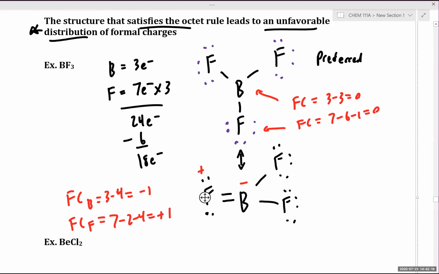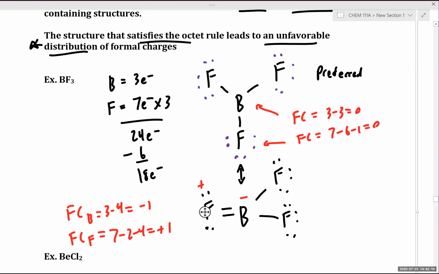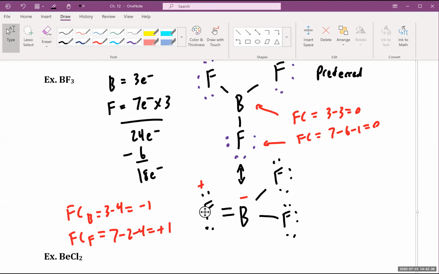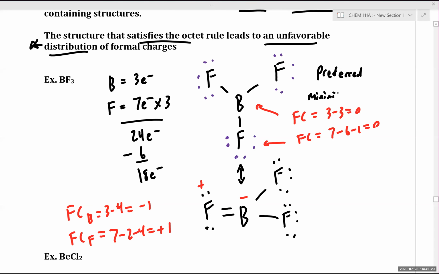Now, looking at these two structures, the reason why the incomplete octet structure is preferred is because the incomplete octet structure minimizes formal charges. A positive fluorine atom and a negative boron atom in terms of formal charges are not favorable at all. Boron is not very electronegative. Fluorine is viciously electronegative. So you'd much rather prefer to have an incomplete octet rather than unfavorable formal charges. Does this make sense?